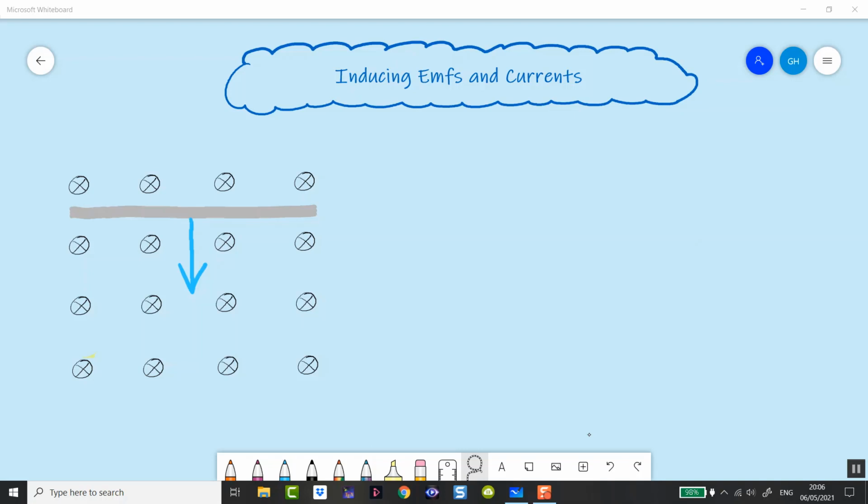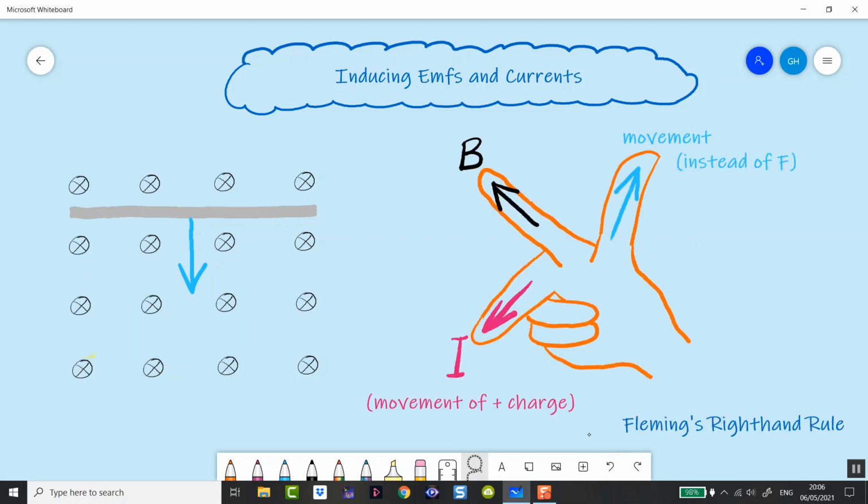Imagine moving a wire again perpendicular to a magnetic field as shown. It's Fleming's right-hand rule that tells us which way positive charge will get pushed, and in this case it's to the right. So if the wire was connected to a circuit, a current would flow to the right. Let's see how this works.